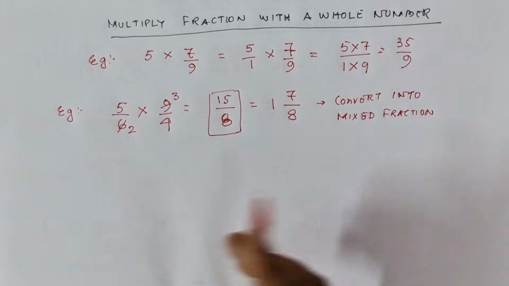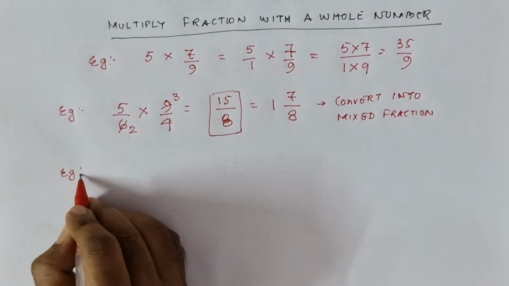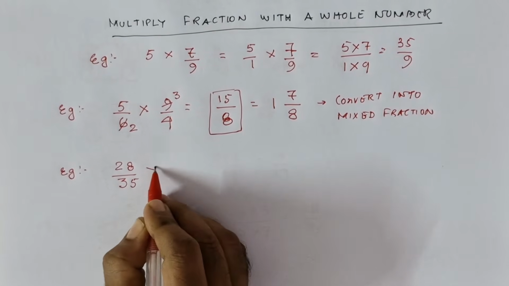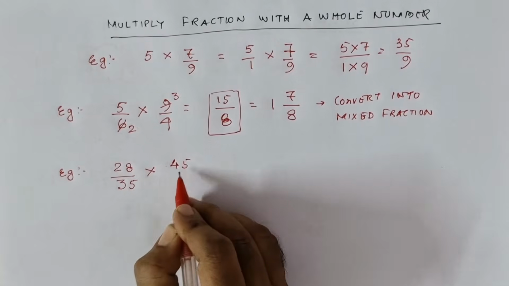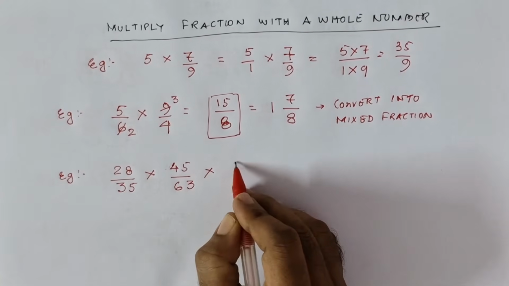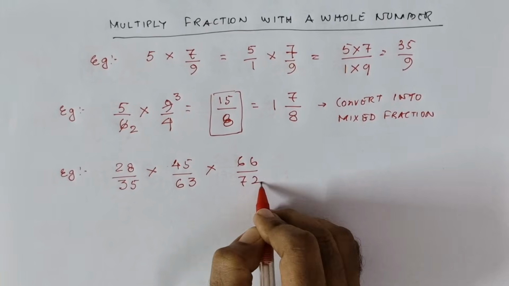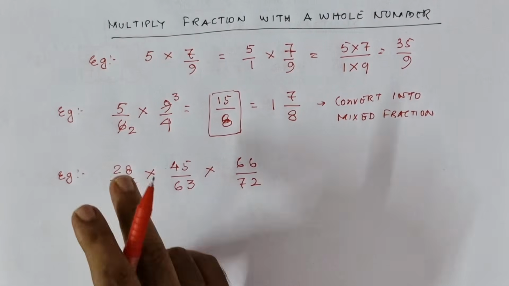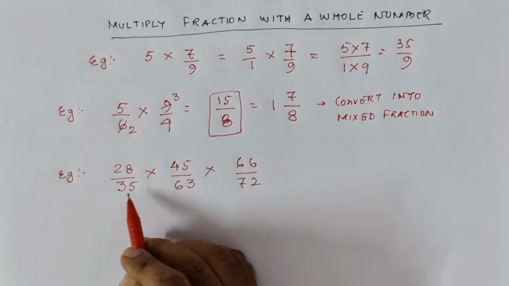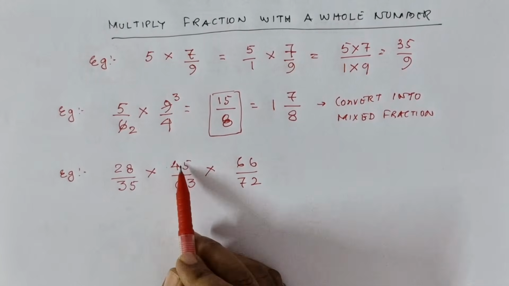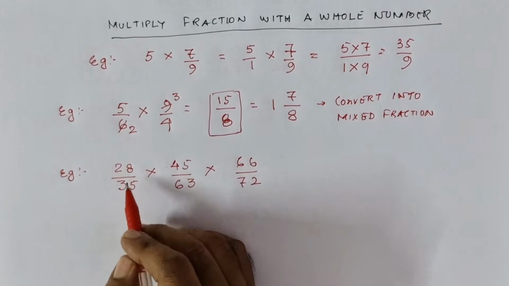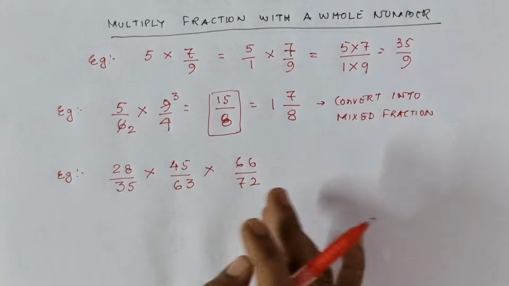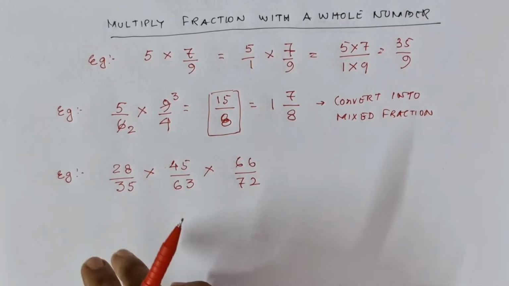So let's take another example. If you have, let's say, 3 fractions, how to deal with that? Very easy. See, 28 by 35, 45 by 63 multiplied by 66 by 72. Okay, so go ahead and reduce and simplify and cross cancel wherever you find certain common factors. You can have common factors between here and here also, so that is not an issue. So find the common factors between any numbers in the numerators and any numbers in the denominators and reduce them.